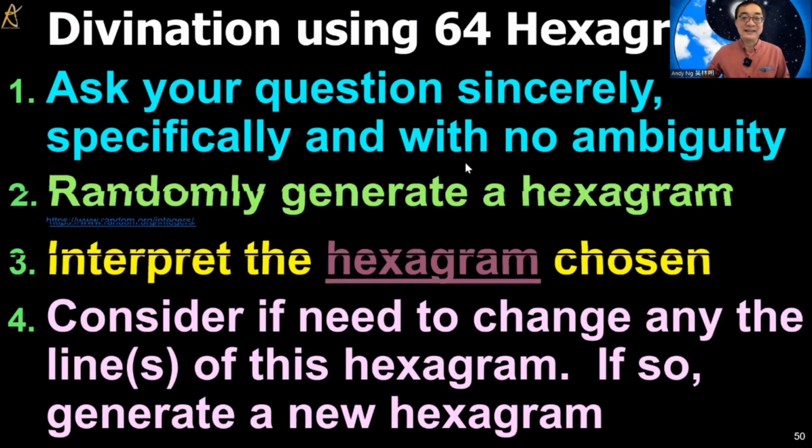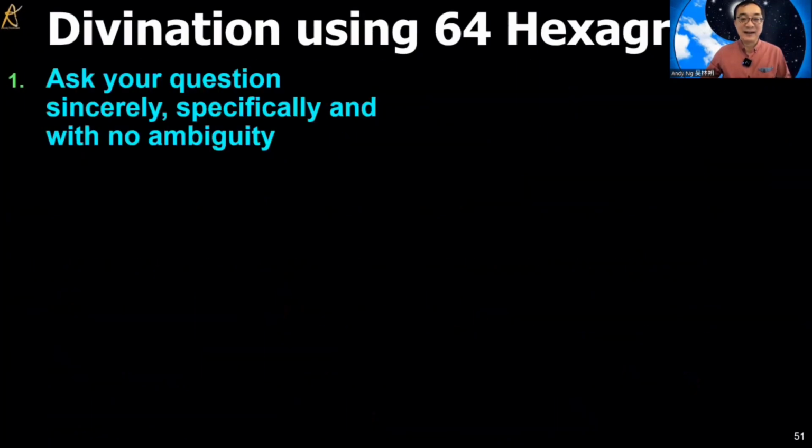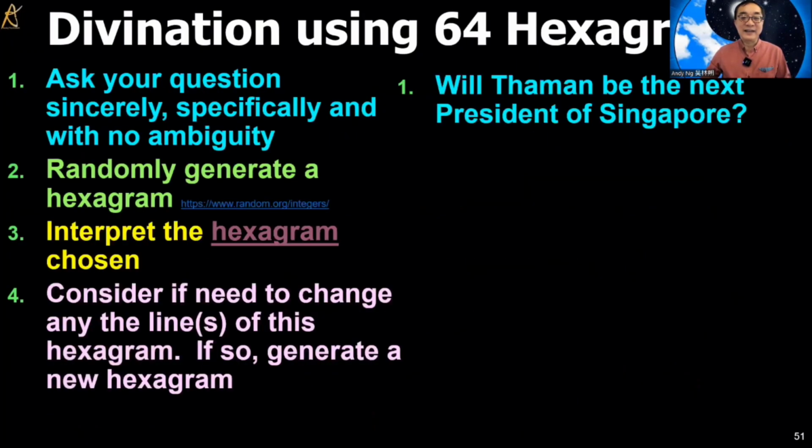Let's have a case study, and this case study is something close to our hearts, and that is none other than: will Mr. Tharman be the elected president of Singapore? We will know. That's why we ask the Yijing hexagram for an answer. So I will generate a hexagram from the random number generator.